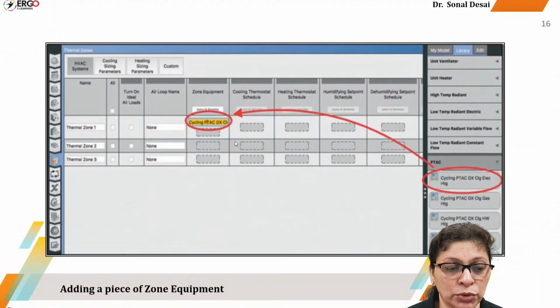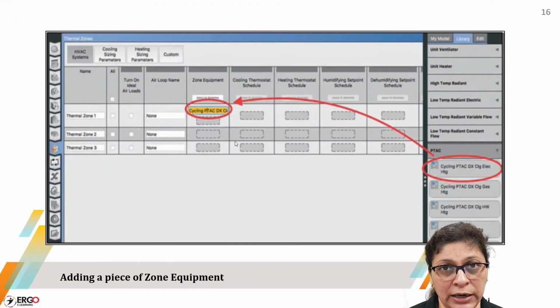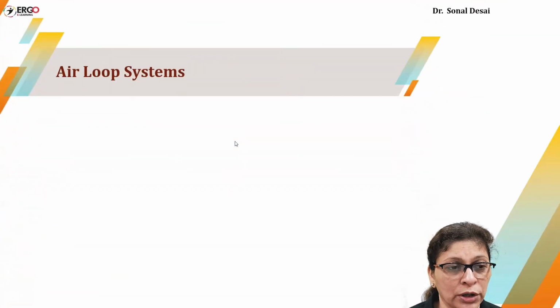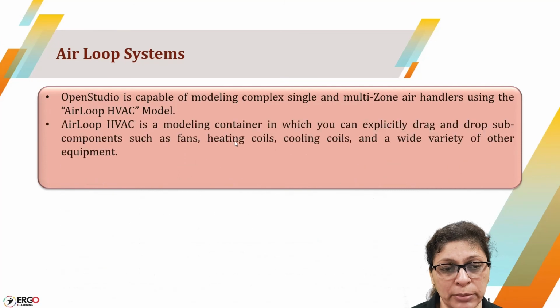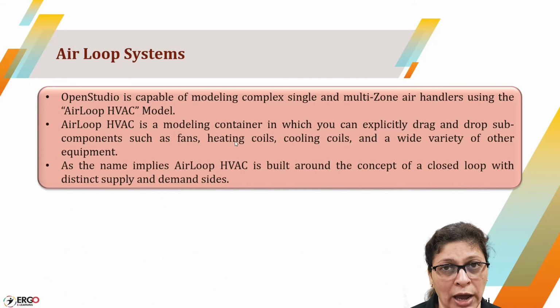How to have zone equipment added is shown over here. Then comes the air loop. OpenStudio is capable of modeling single and multi-zone air handlers using this air loop HVAC model. And here we can drag and drop the equipment related to the air loop, like fan, heating coil, cooling coil, and a wide variety of other equipment. So that is discussed in this air loop system.